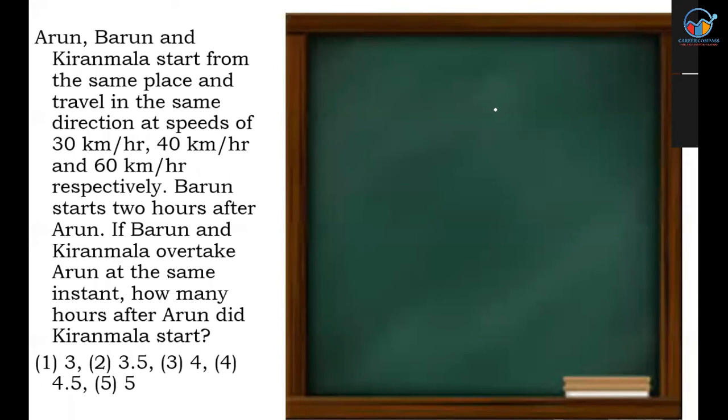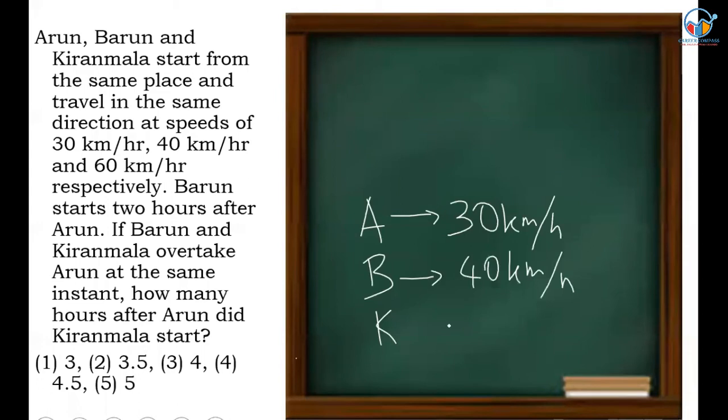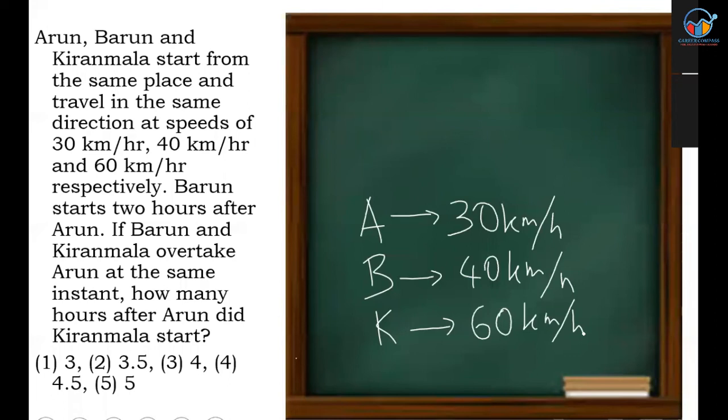First of all, let us understand the question. The data says Arun, Barun, and Kiran, their speeds are 30 kilometers per hour, 40 kilometers per hour, and 60 kilometers per hour. By reading the question, everybody should make out that the distance traveled by them is same. That is the distance between the starting point and the meeting point. That distance is same for everyone.